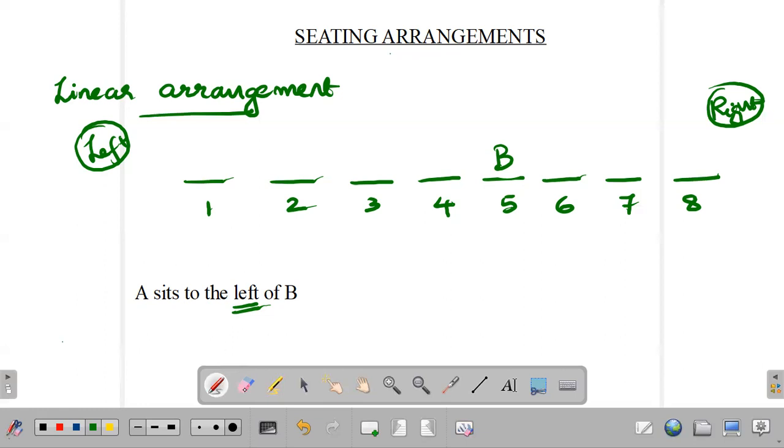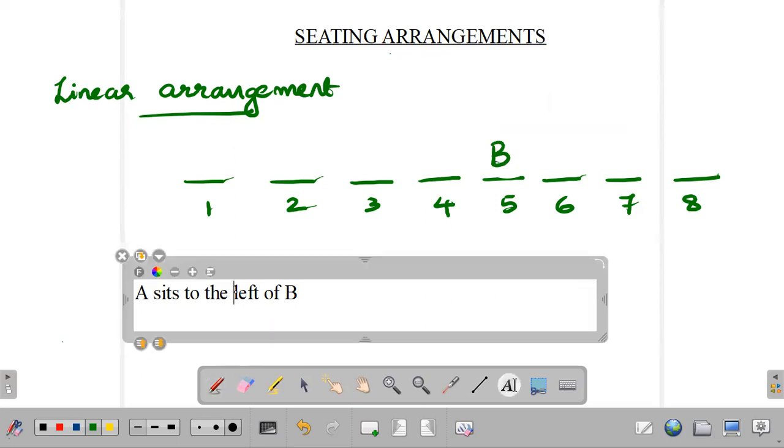So coming to the point, "A sits to the left of B." Just that statement is this deep, as far as our seating arrangement is concerned. Now, I'm not going to stop the thought process here. Imagine B is sitting in seat number 5. Now I am going to make a small change: A sits to the immediate left of B.